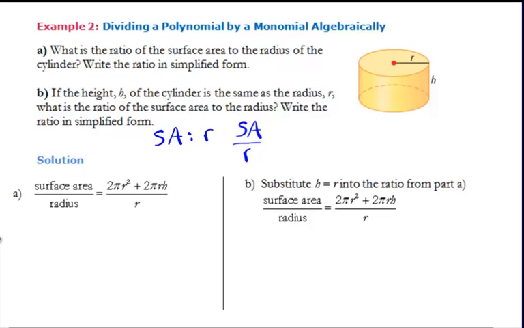We have surface area divided by the radius equals 2 pi r squared plus 2 pi rh. And that's all divided by r. Well, remember that we can split this up into two separate fractions. So that's 2 pi r squared over r plus 2 pi rh.